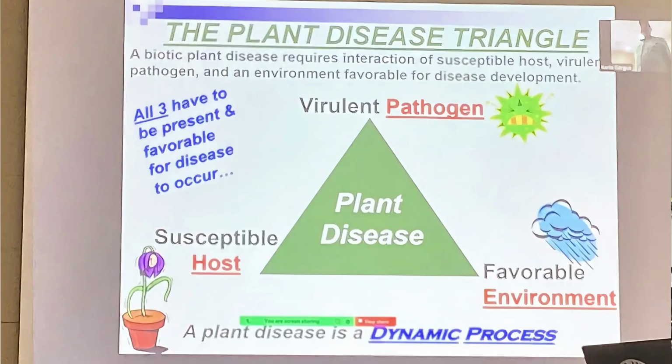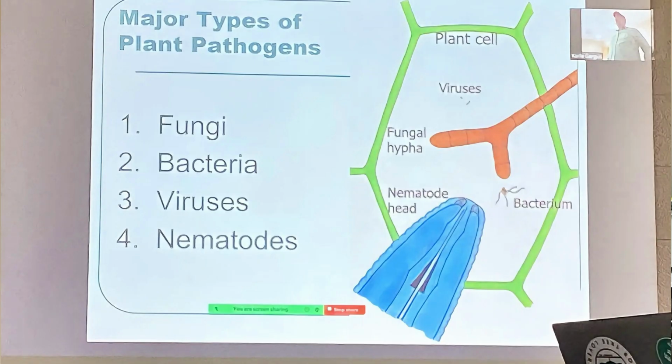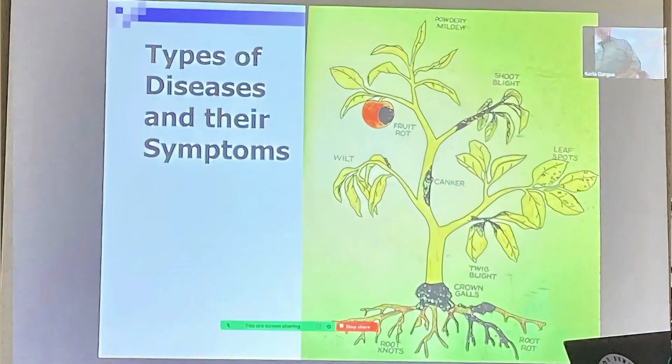The plant disease triangle. A biotic plant disease requires interaction of a susceptible host, a virulent pathogen, and an environment favorable for disease development. All 3 have to be present and favorable for a disease to occur. A virulent pathogen, a susceptible host, and a favorable environment. That's why plant disease is a dynamic process. Major types of plant pathogens: fungi, bacteria, viruses, and nematodes. Types of diseases and their symptoms.